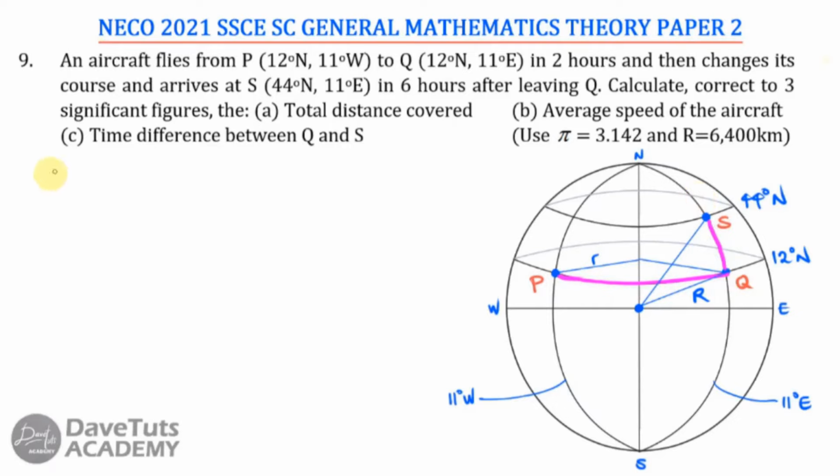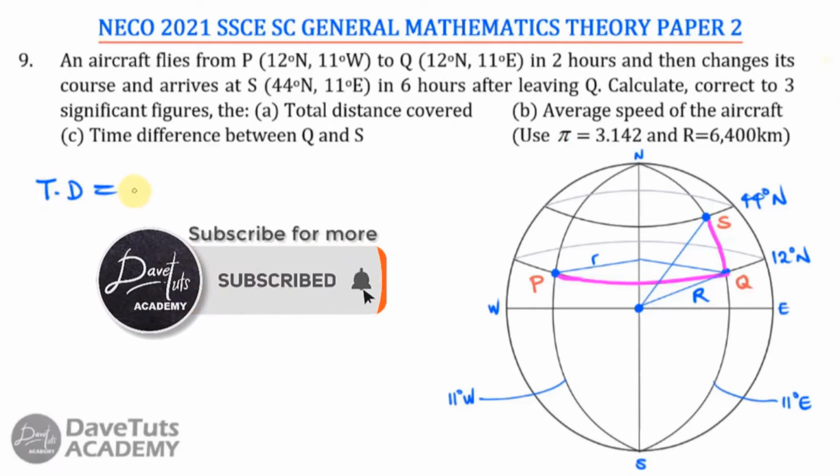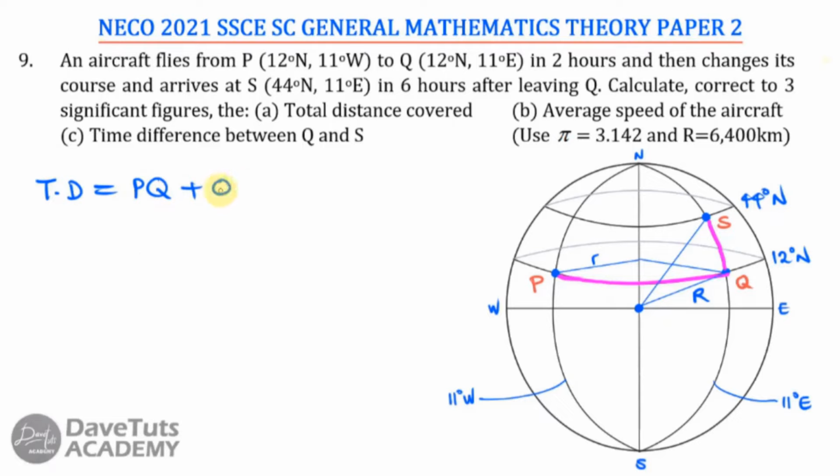So the total distance we are looking for is nothing but the length of the arc PQ plus the length of the arc QS. The plane starting from P moving to Q, that's PQ. Then from Q moving to S, that is QS. That is very interesting. We can now go on to find means of finding PQ and QS. And this is what I want to show us. So just follow this through.